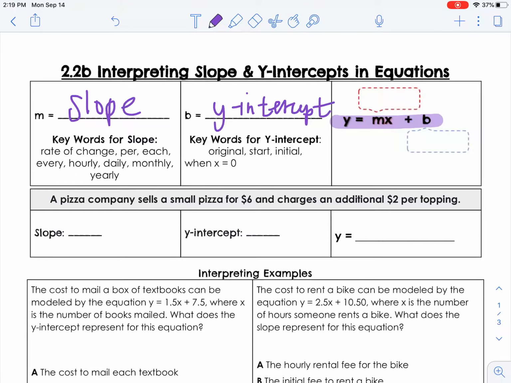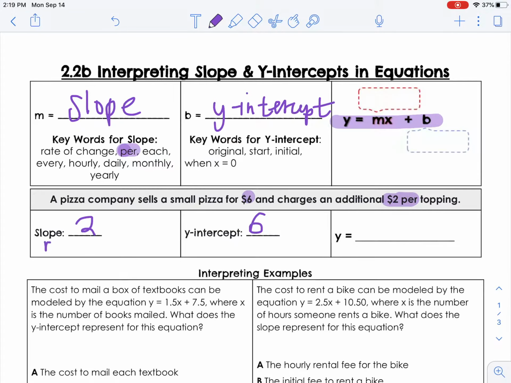And that's going to be the initial value or the starting or the original or when the x value is 0. So in the first example here, we have a pizza company sells a small pizza for $6 and charges an additional $2 per topping. So that keyword per relates to slope. So that means that the $2 is going to be our slope. And then the y-intercept would be the initial value or the initial cost of the pizza. So that $6 is going to be for the pizza itself.